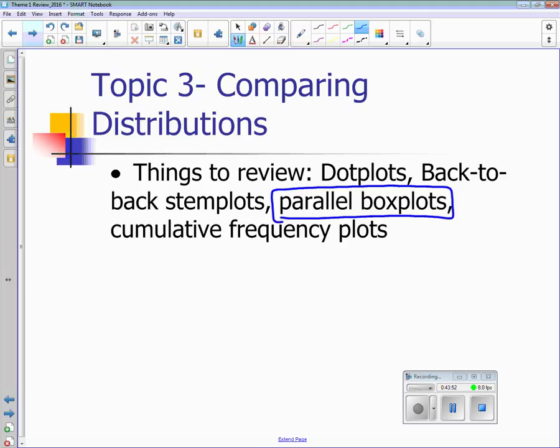What's another graph up here that would be used for comparison? There's only one other. Back-to-back stem plots. So both of these are for comparing. Okay? Back-to-back, you can only do 2 distributions. Parallel, you can do multiple.